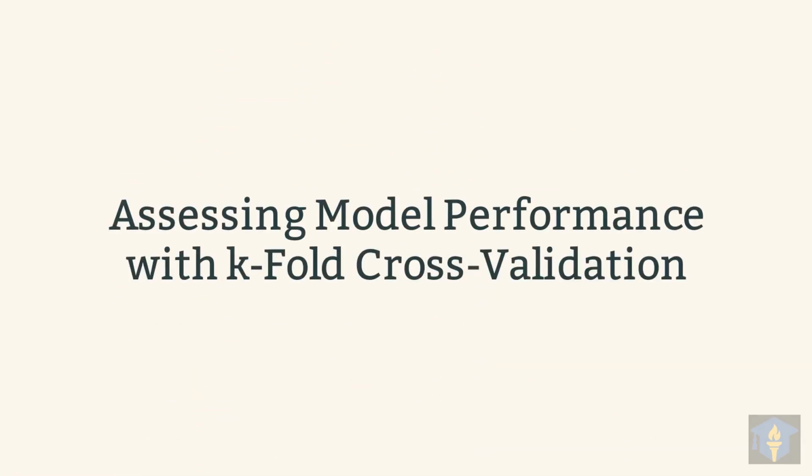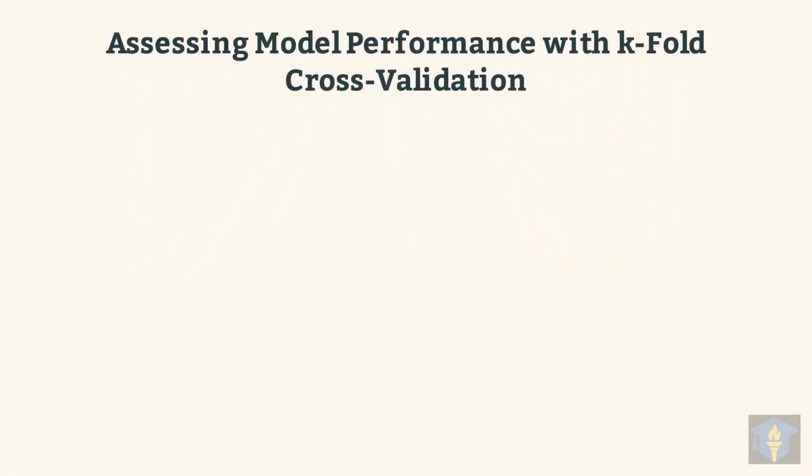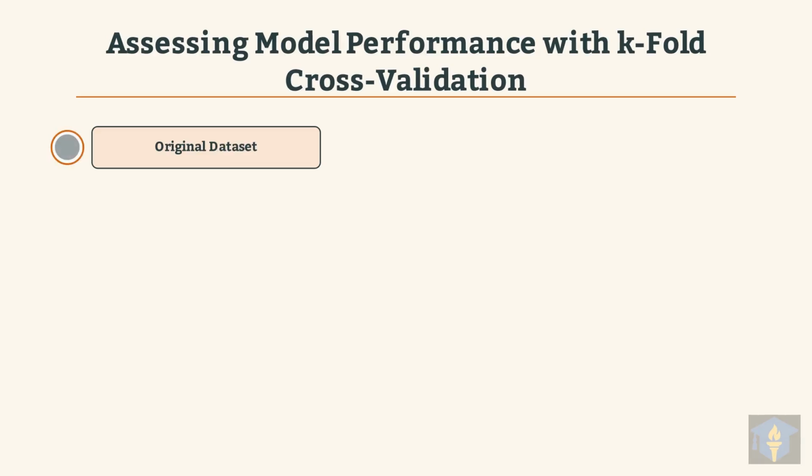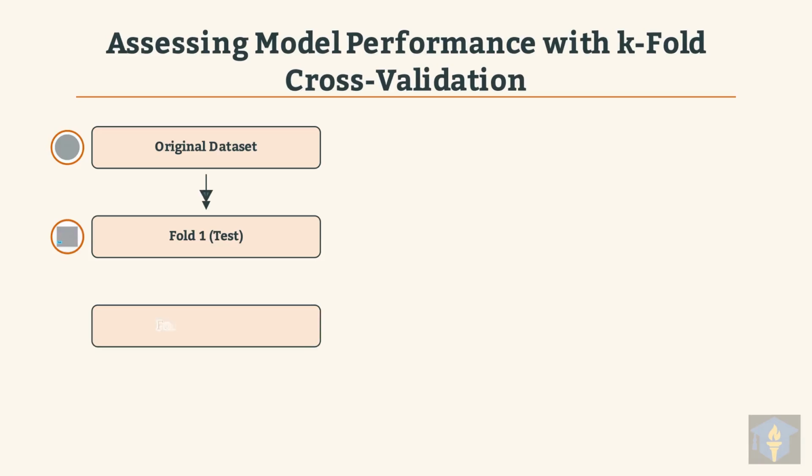Let's explore K-fold cross-validation, a robust technique for assessing your model's performance. We start with our complete original dataset, which contains all the information we have. In K-fold, we divide the data into K equal parts. Here, fold 1 serves as our test set. The remaining folds, from 2 to 5, are then combined to form our training dataset.